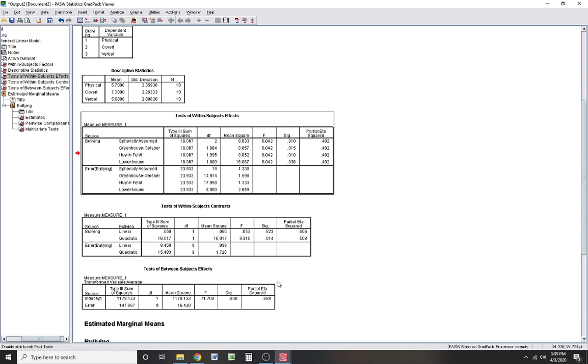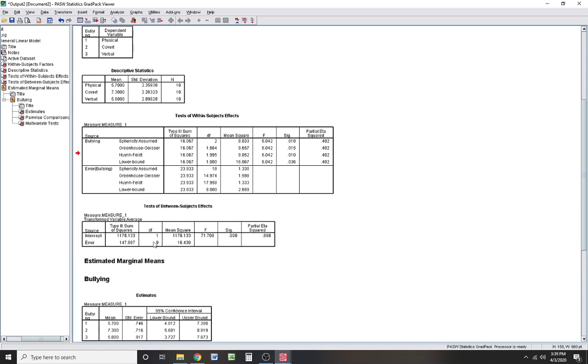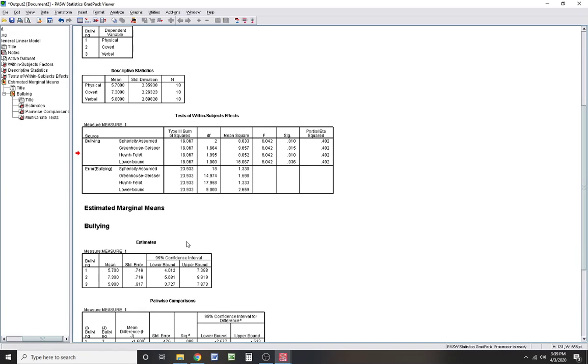The next one is tests of within-subjects contrasts. It has this linear and quadratic. Don't worry about that. That table goes away. This test of between-subjects effects, again, is nothing for you to worry about. SPSS gives you a lot more information than you actually need for this class.